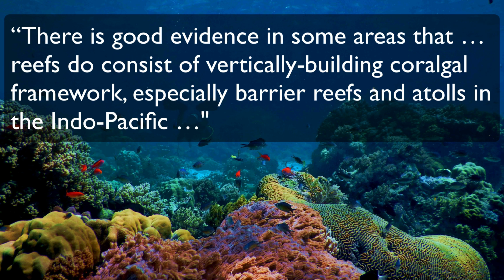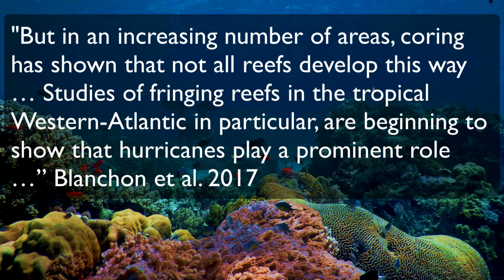There is good evidence in some areas that reefs do consist of vertically building coralgal framework, especially barrier reefs and atolls in the Indo-Pacific. Then the authors present their counter-argument. But in an increasing number of areas, coring has shown that not all reefs develop this way. Studies of fringing reefs in the tropical western Atlantic in particular are beginning to show that hurricanes play a prominent role. They then proceed to explain their findings that show how hurricane-driven debris contributes to vertical accretion of coral reefs.